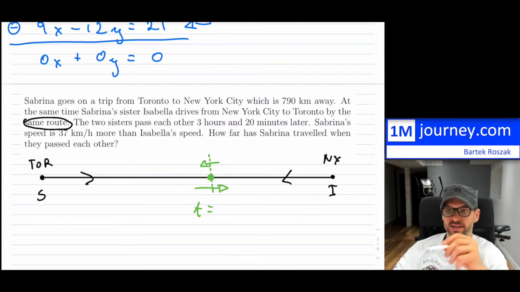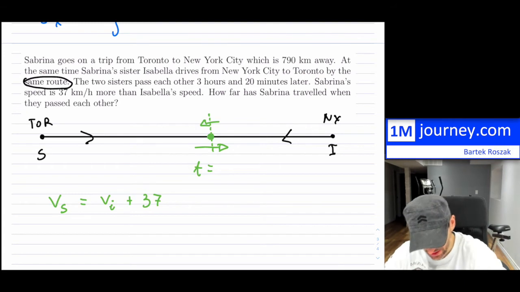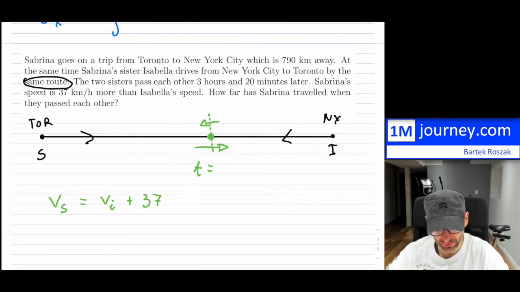Now in the next sentence, it actually says Sabrina's speed. Okay, so let's do that. Sabrina's speed. So let's say V for velocity or speed. So that's her speed is 37 more than Isabella's. So V Isabella, so more than, so let's do that. And it is in kilometers per hour. So let's keep the time in hours.